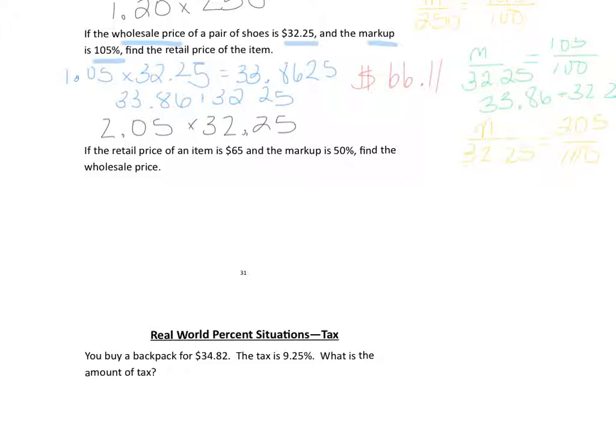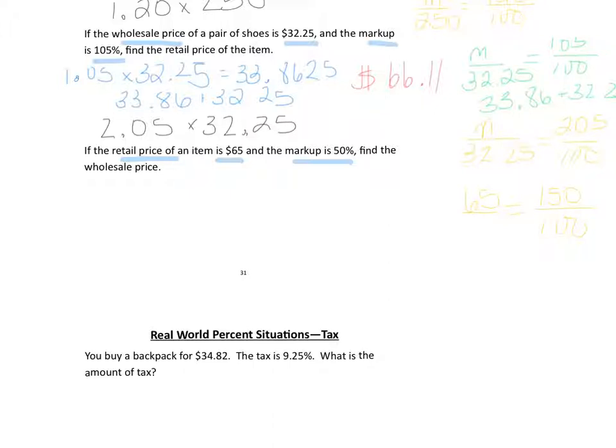We have, if the retail price of an item is $65 and the markup is 50%, find the wholesale price. So in this case, you cannot do the two-step, the blue and the green that we've been doing on the last two. The only ones you can do are the black and the yellow way. So the markup is 50%. You as the consumer are paying the wholesale price, which is 100%, plus the markup price, which is 50%. So you are paying 150%, and that's what the $65 represents.